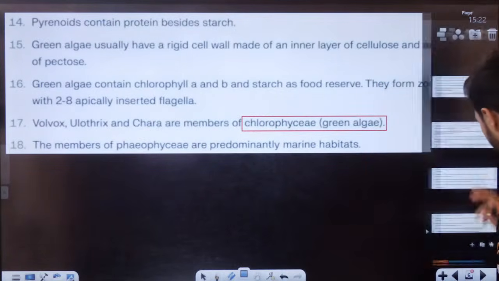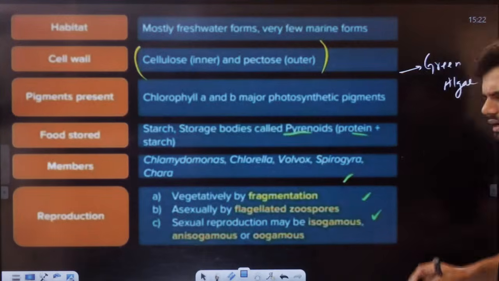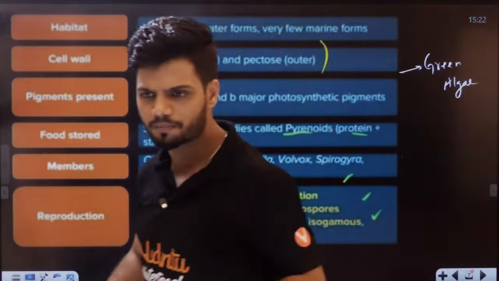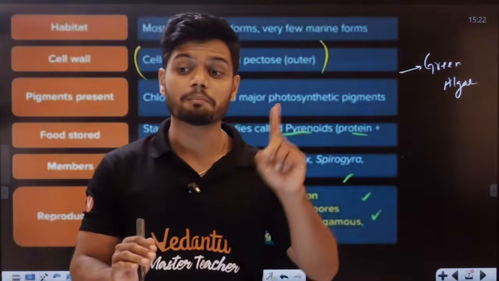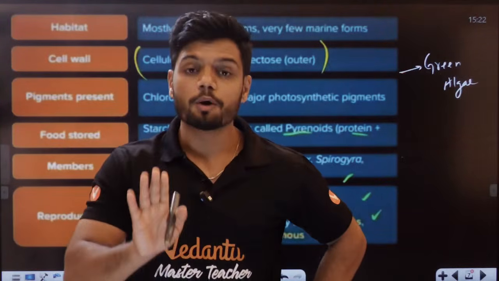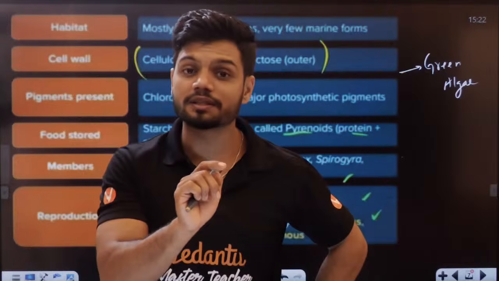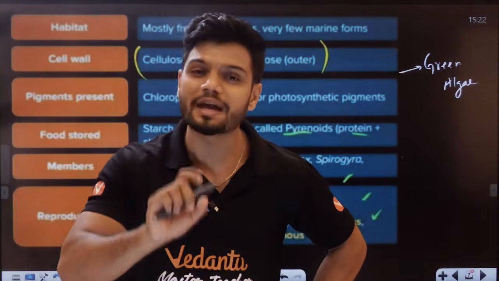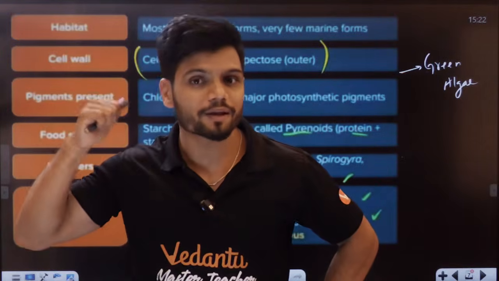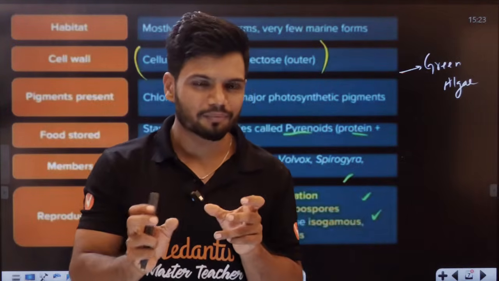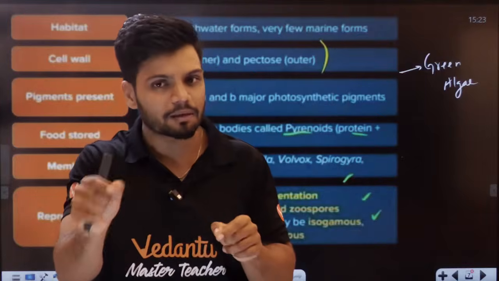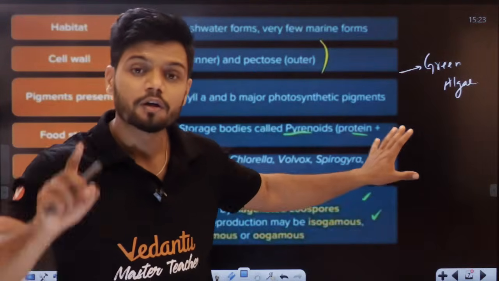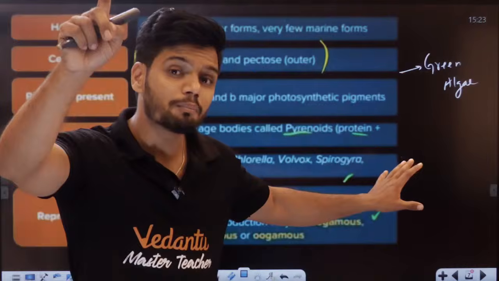Now let's understand about Chlorophyceae. No, blue-green algae is kingdom Monera. Avinash, blue-green algae is kingdom Monera because it is unicellular and prokaryotic. All of these are eukaryotic in nature. In the plant kingdom they can be unicellular and multicellular, but they are eukaryotic. Blue-green algae is a Monera.